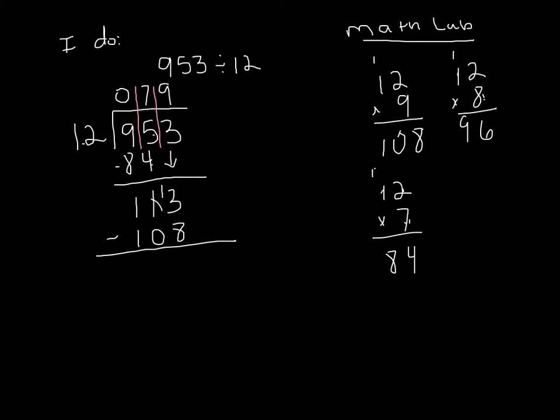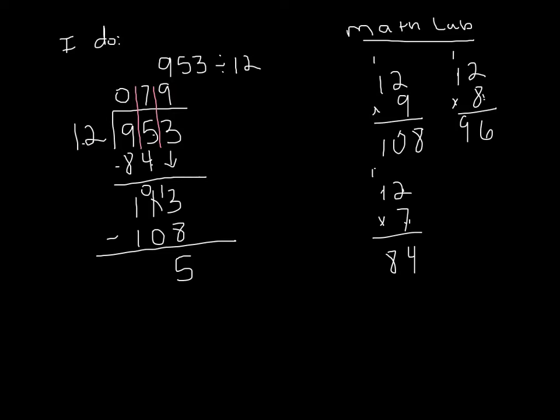And subtract, I would borrow there. 13 minus 8 is 5. 0 minus 0, nothing. 1 minus 1, nothing. That is smaller than that. That's good. Okay, so now we come to the new part of this.